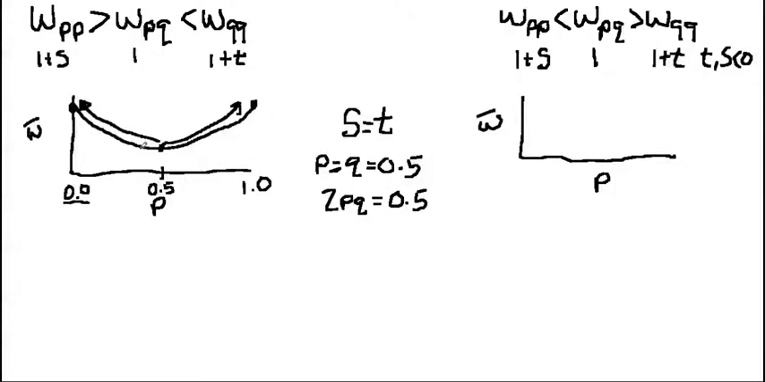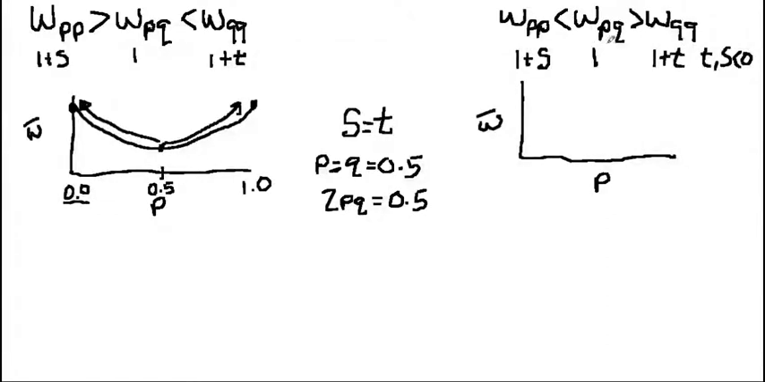So when we have selection working for homozygotes, when they're favored, that means we are going to fix one of those homozygote genotypes eventually. And which one we fix depends on where we start out relative to the midpoint of the system. So now let's take a look at what's going to happen when we look at our heterozygote advantage.